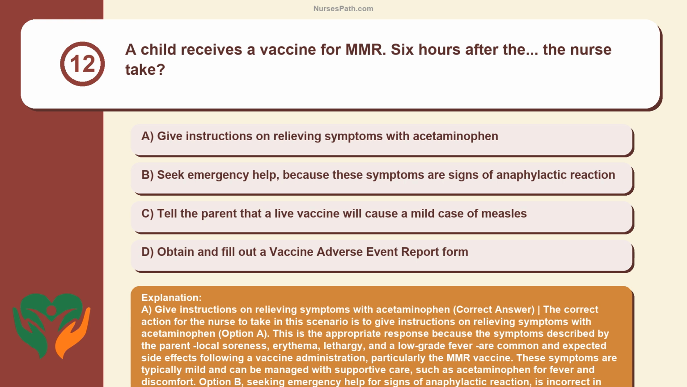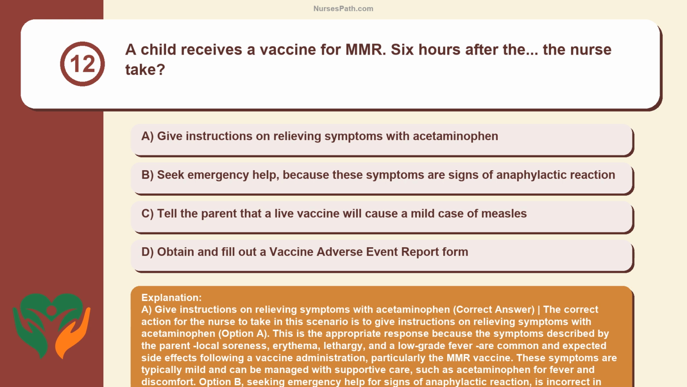Option B, seeking emergency help for signs of anaphylactic reaction, is incorrect in this case as the symptoms presented are not indicative of a severe allergic reaction. Option C is also incorrect as it provides inaccurate information about live vaccines causing a mild case of measles, which is not true for the MMR vaccine. Option D, filling out a vaccine adverse event report form, is not necessary at this point, as the symptoms are within the expected range for a vaccine reaction and do not warrant reporting as an adverse event.